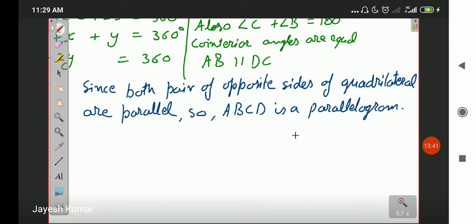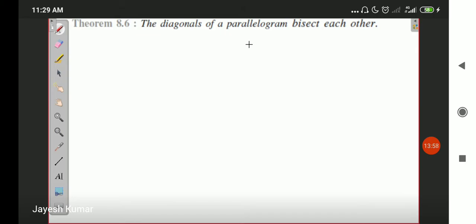Okay, in this manner we have proved that if a pair of opposite angles are equal, then it is a parallelogram. Again, we have also proved that if it is a parallelogram, both pairs of opposite angles are essentially equal. Okay, next we come to theorem 8.6. Theorem 8.6 states that diagonals of a parallelogram bisect each other. Okay, so this time it is quite different.